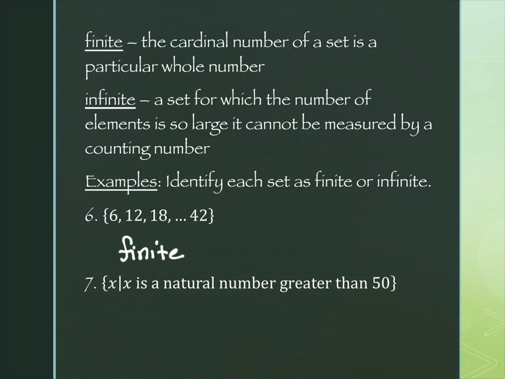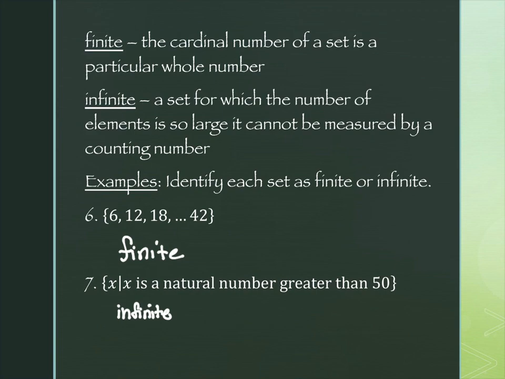You're right. Okay, how about 7? Finite or infinite? It's infinite. Can you identify what's causing it to be infinite? It's the greater than 50 part, right? It's unbounded. It doesn't end. So if I changed this and instead it said natural numbers less than 50, would it be finite or infinite? Finite. That would be finite. What if I changed it and I said the integers less than 50? That would be infinite.